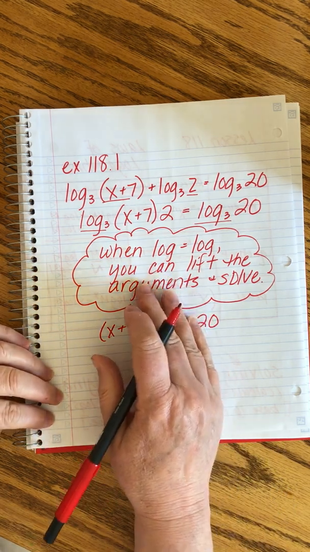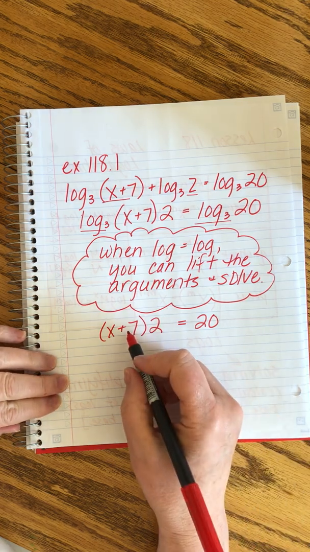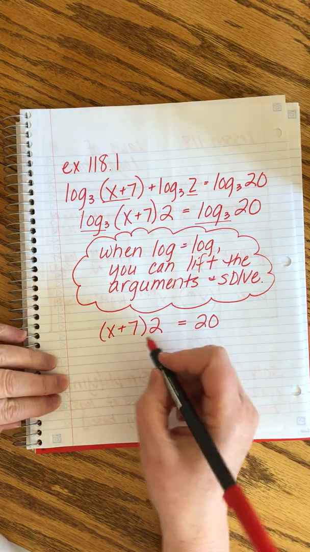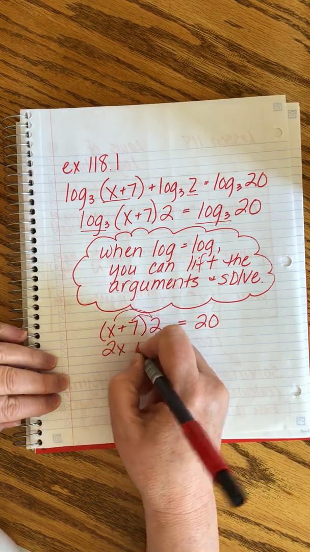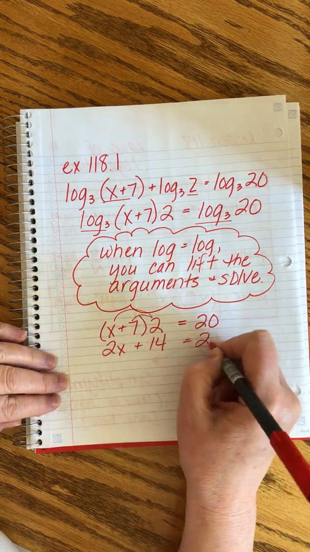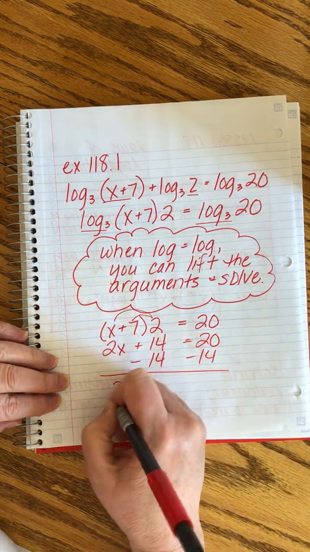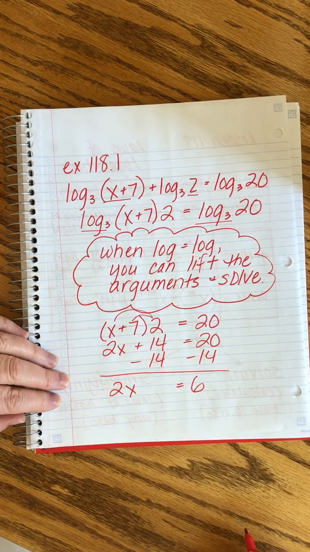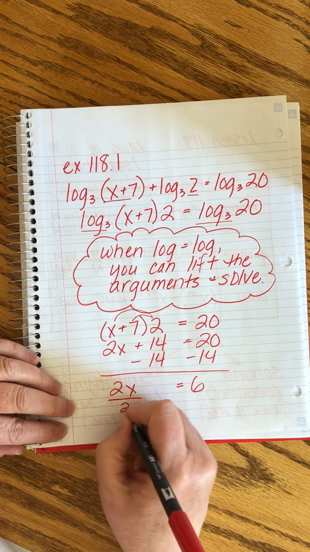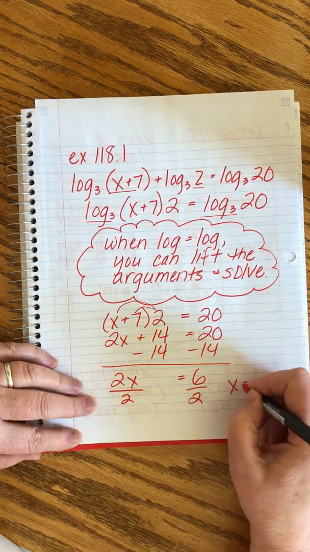So this is fabulous news to us as we work this type of problem. So now we are getting, let's see, I'll distribute here. 2x plus 14 equals 20. I'll subtract the 14. 2x equals 6. And we get for our final answer that x equals 3.